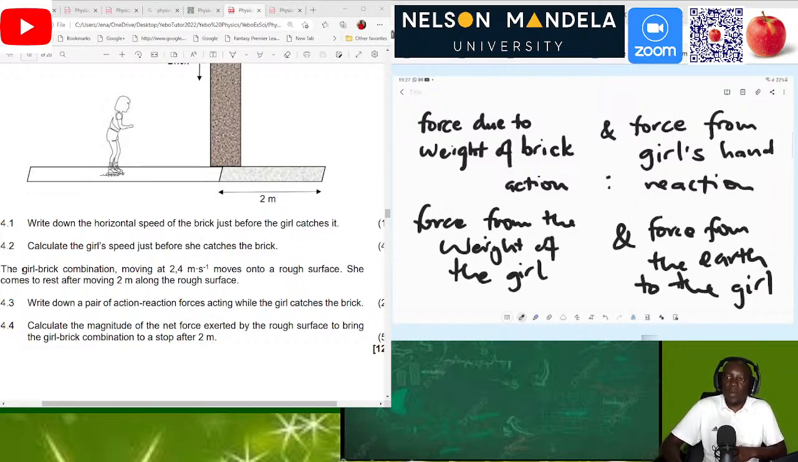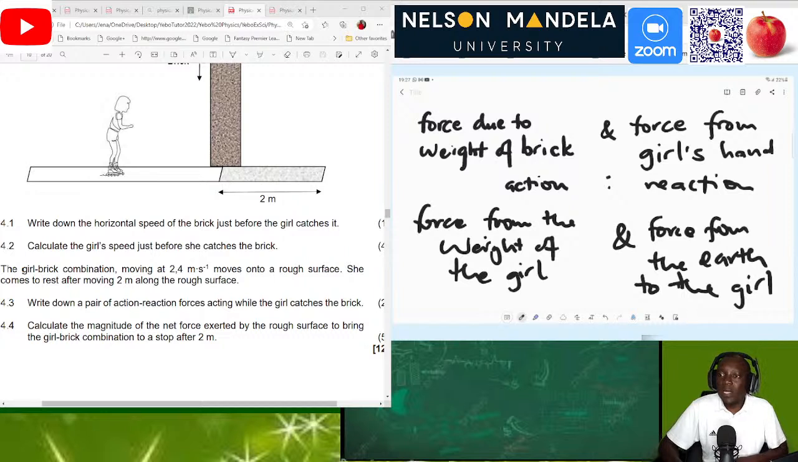We're now looking at 4.4, which says calculate the magnitude of the net force exerted by the rough surface to bring the girl brick combination to a stop after 2 meters. How do we deal with this one? Sia and Viscolite, you guys have been active so far. Will you continue, or can someone else come in and tell us how we deal with part 4.4?